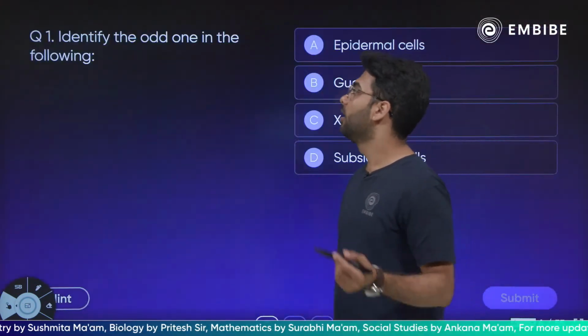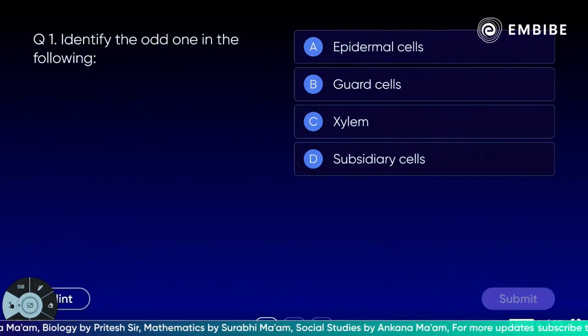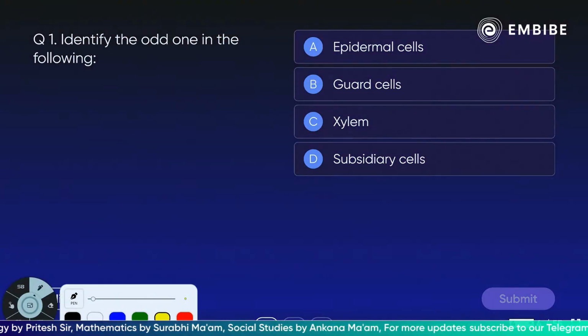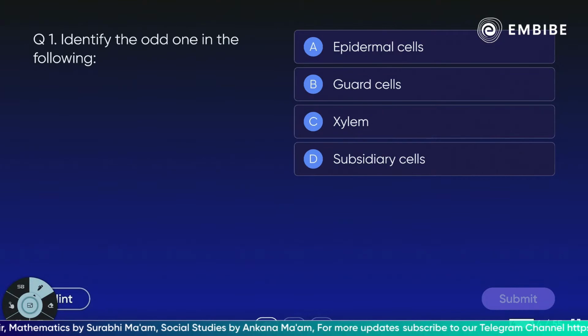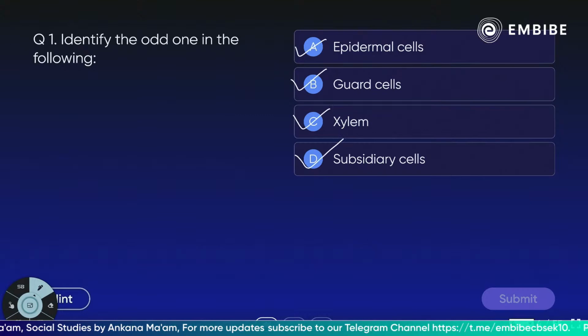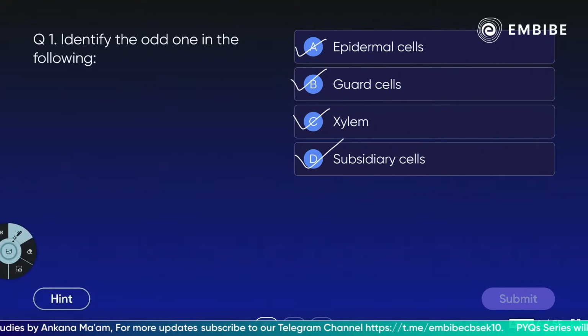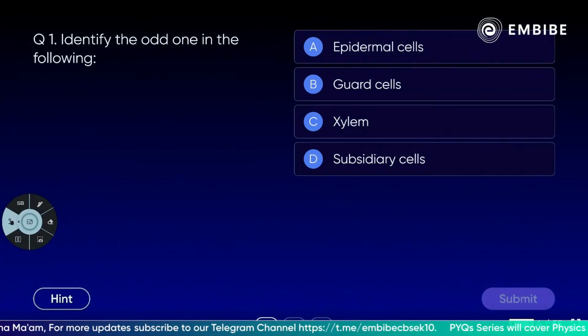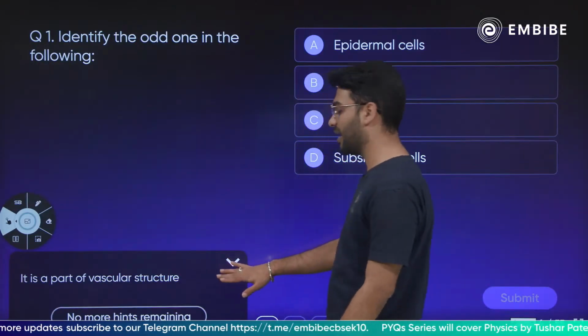Question number 1. Identify the odd one in the following. So what is the odd one out? You have got epidermal cells, guard cells, xylem and subsidiary cells. These are the 4 types of cells. You have to identify the odd one out. The hint given is that it is a part of the vascular structure.